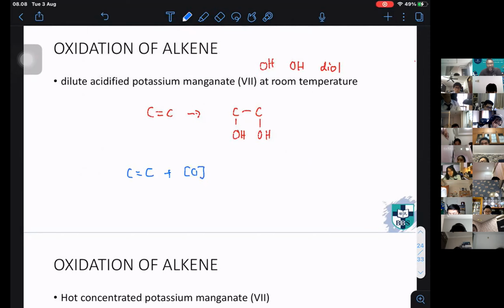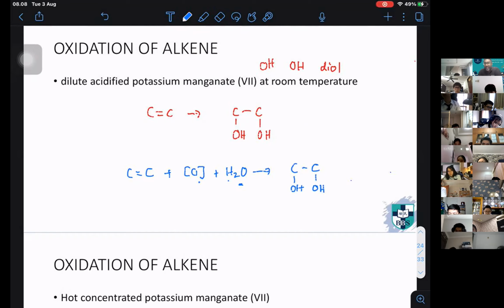Okay, anytime when we have oxidation, we put it like that, and then you put H2O there. Okay, because of dilute. And what will happen? The OH will come here, and then the other H will join there. You will get CH2OH, CH2OH.